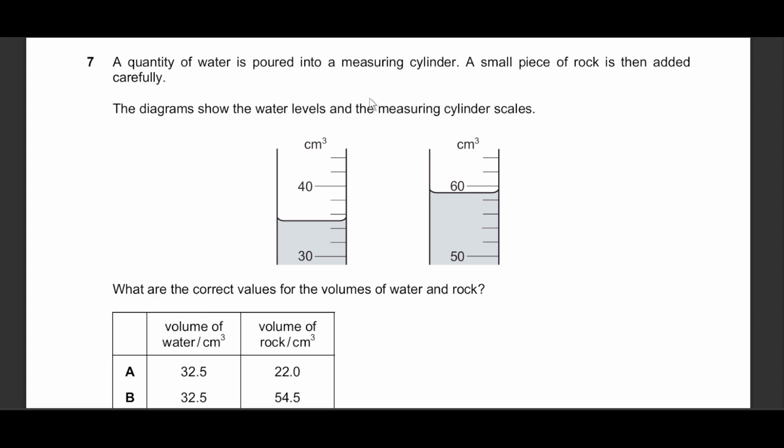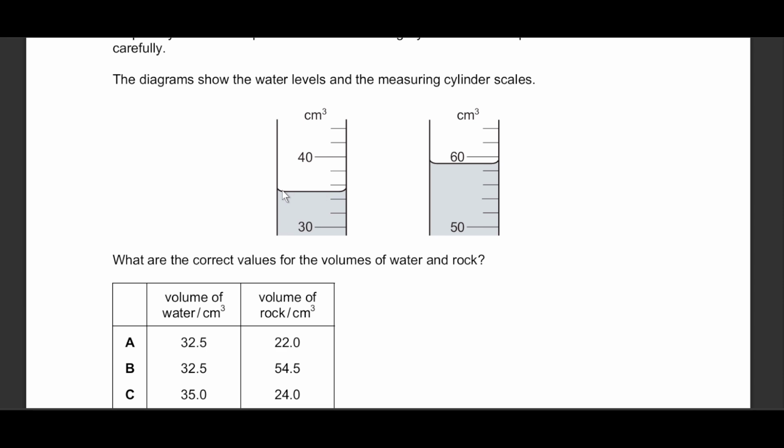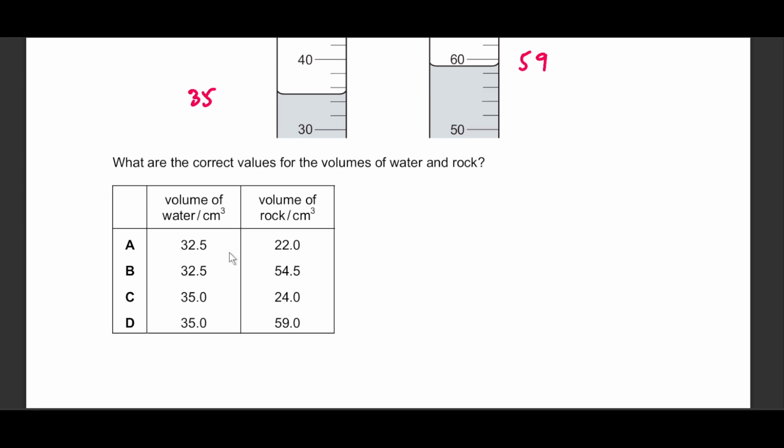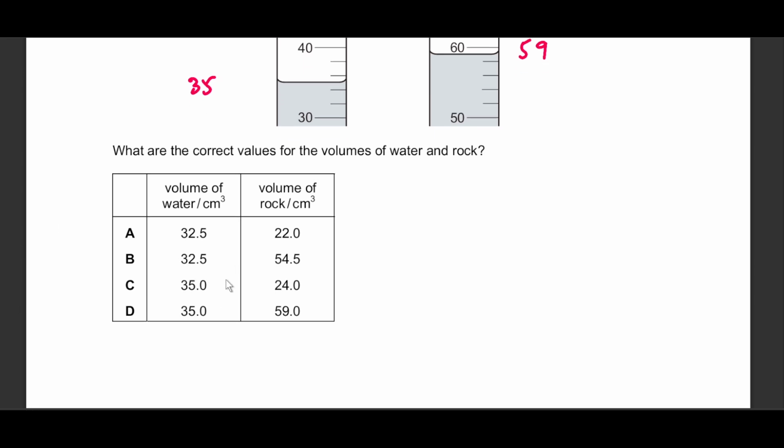Question 7 is about density, measuring cylinder scale. This is approximately 35 and this is approximately 59. What are the correct values of the volumes of water and rock? So the volume of water before the rock was placed is 35, and the volume of rock is simply 59 minus 35, which comes out as 24. This is going to be option C as the right answer.